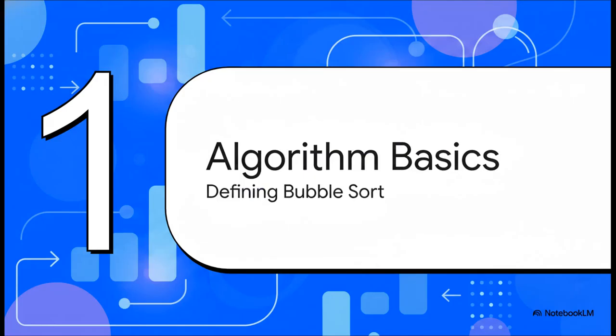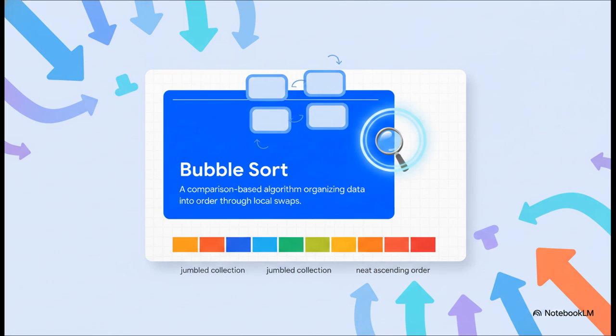Okay, let's dive right into this with Section 1, Algorithm Basics, Defining Bubble Sort. So at its core, bubble sort is a really simple, comparison-based sorting algorithm. The main goal here is to take a completely chaotic, jumbled collection of data and organize it into a neat ascending or descending order.